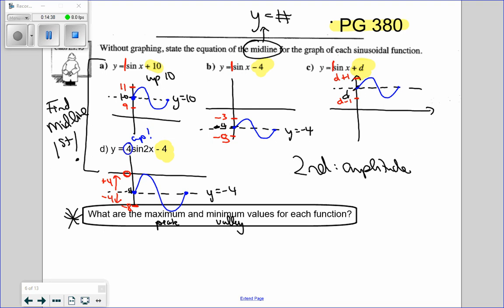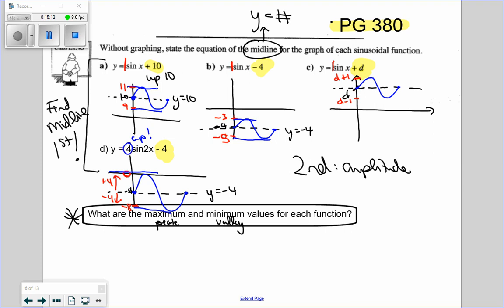Now, I'm not going to worry about period and all that stuff on this, but I just want to build on those two ideas. So move your midline, and then plot your amplitude in around it. Good? So on this one, we would say a maximum of 0, a minimum of negative 8. On this one, a maximum of 11, a minimum of 9. This one, a maximum of -3, a minimum of -5.